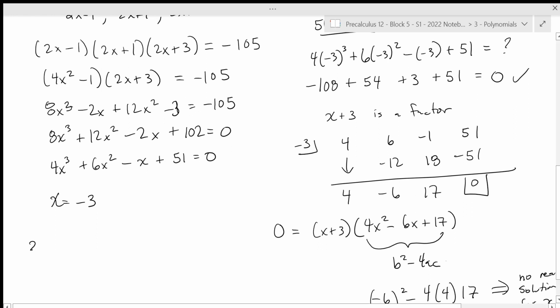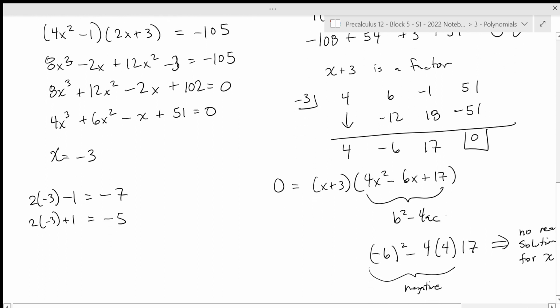So 2 times negative 3 minus 1 is negative 6 minus 1 is negative 7. 2 times negative 3 plus 1 is negative 5. And 2 times negative 3 plus 3 is in fact negative 3. So these are my 3 numbers.